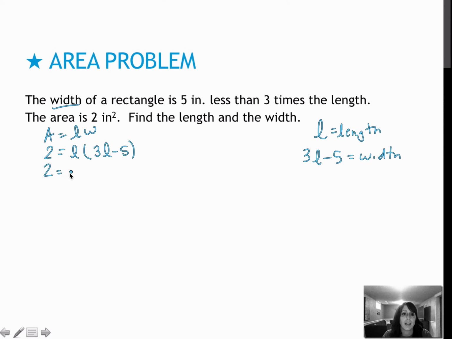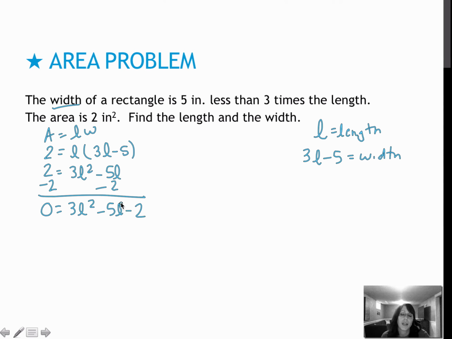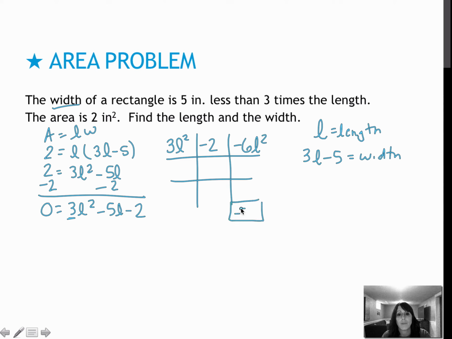I'm going to distribute the L to get 3L squared minus 5L, and then I'm going to subtract the 2 to the opposite side. So 0 equals 3L squared minus 5L minus 2. If you hate the L's, use an X instead. It really doesn't matter. From here, I do want to factor this and set them equal to 0. I can't factor this by finding numbers that multiply to 2 that subtract to 5 because A is not 1. So I'm going to have to tic-tac-toe this one, which we haven't done yet when we've set them equal to 0. But 3L squared and minus 2 gives me minus 6L squared. And down here I'd have minus 5L.